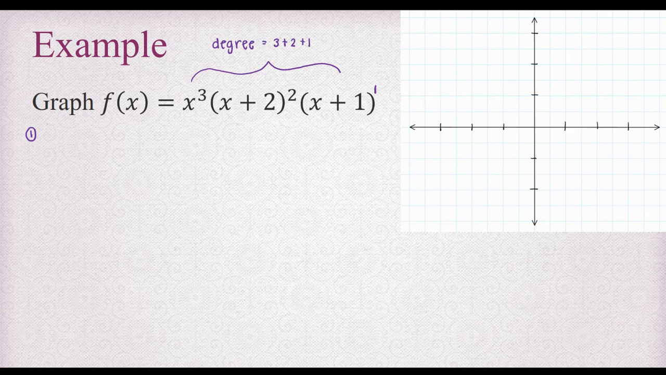that tells me that we are going to have an even degree, okay? Because 3 plus 2 plus 1 is 6. So we're going to have another even degree. And if I'm looking at the lead coefficient, I see that technically there's a positive 1 in front with the x to the third. So we have a positive lead coefficient.